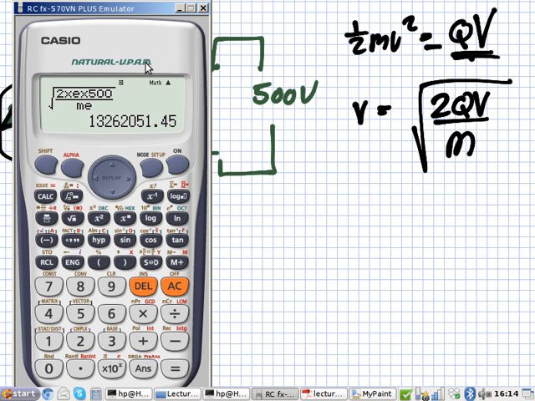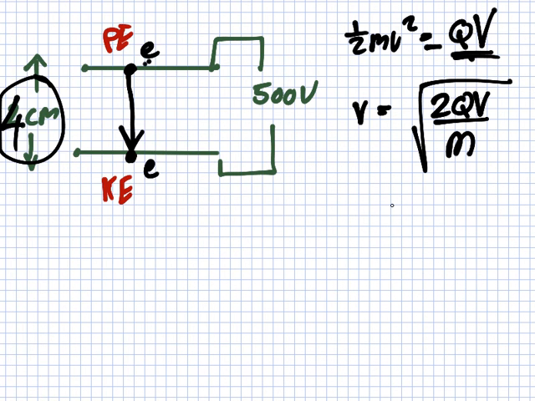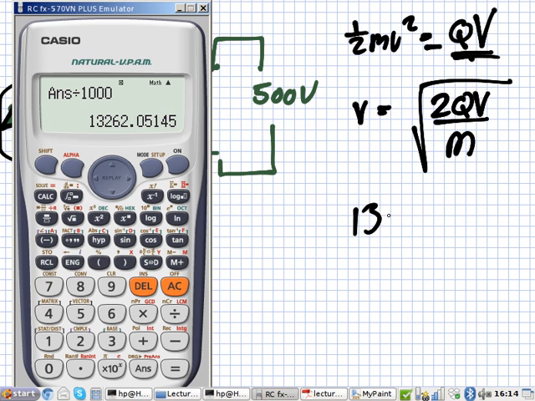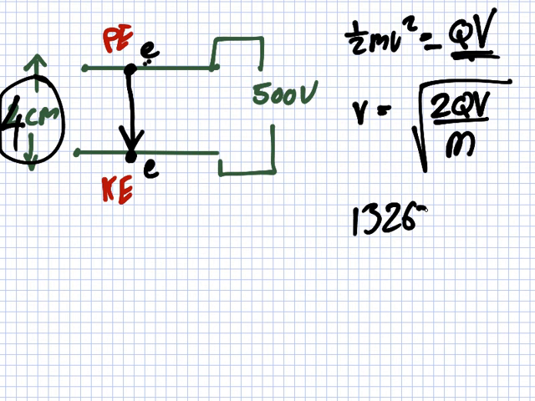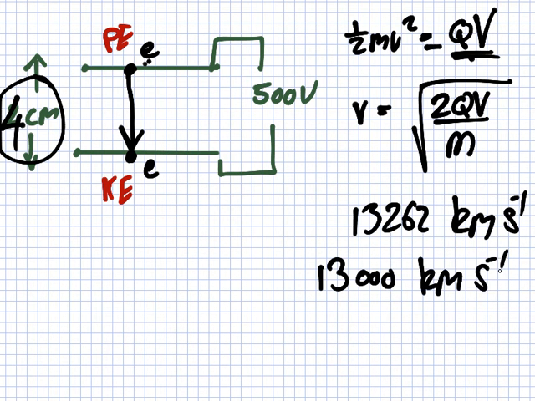Is that 1.3262... kilometers per second. I wish I could move that fast. So you're looking at 13,000 kilometers per second, basically. A huge number.